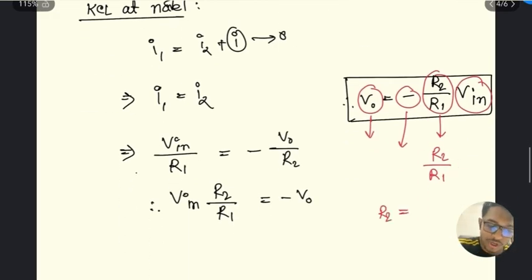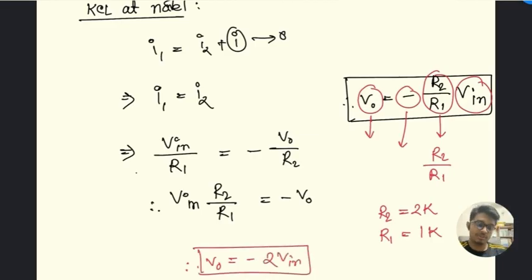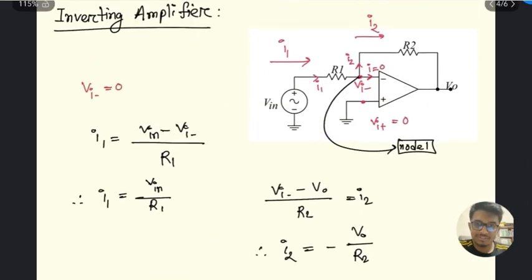So if you put R2 is equal to 2K for an example, and R1 is equal to 1K, then V0 will be minus 2 V input. It will be doubled in the negative way. So yeah, that's how an inverting amplifier works.